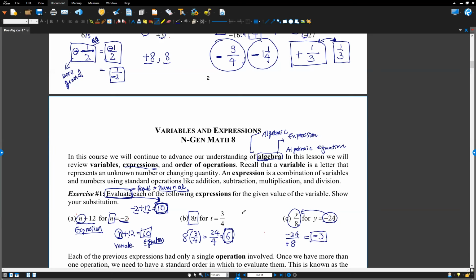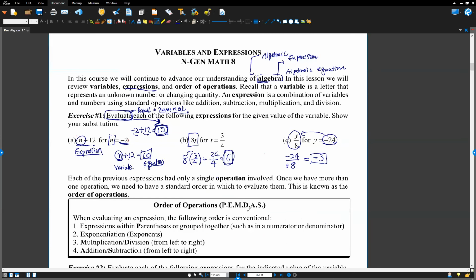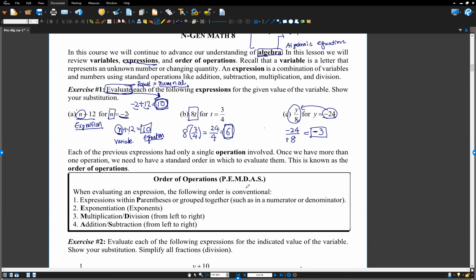Memorize what algebraic expressions are, what algebraic equations are, and what evaluation is, okay? And what is a variable? A variable is some letter, because we don't know what the number is going to be. So algebra means some expression or equation which has a variable. That's it.